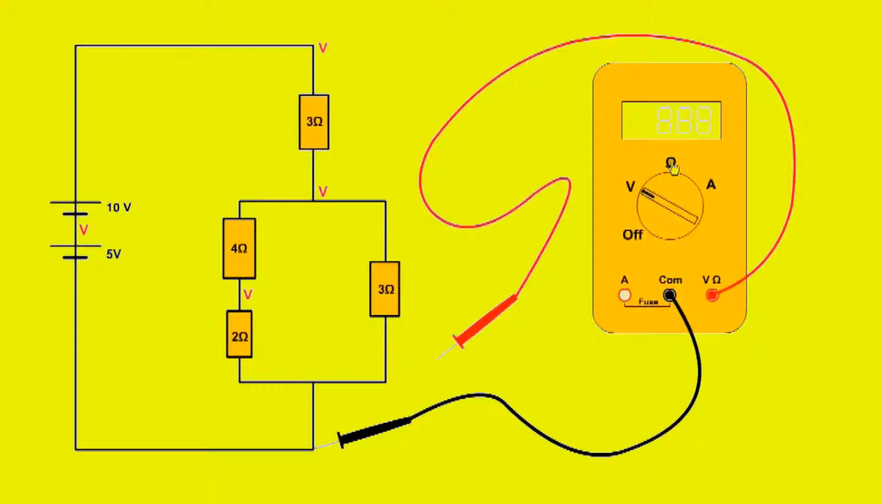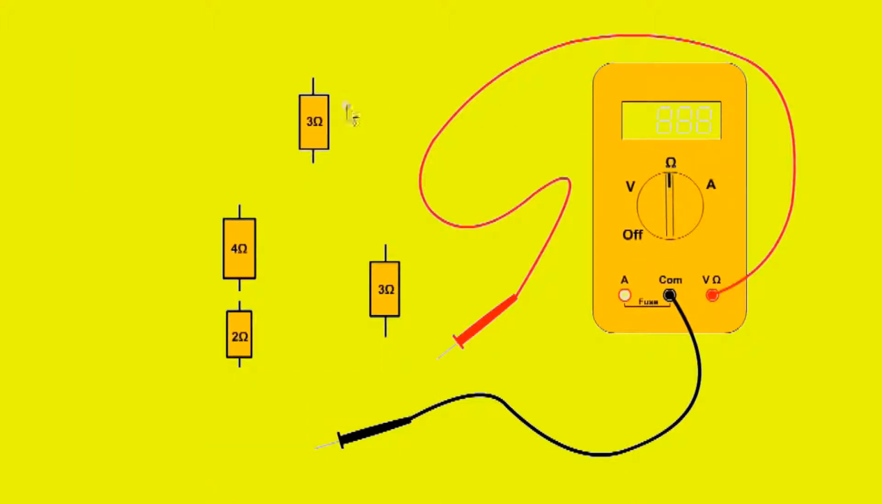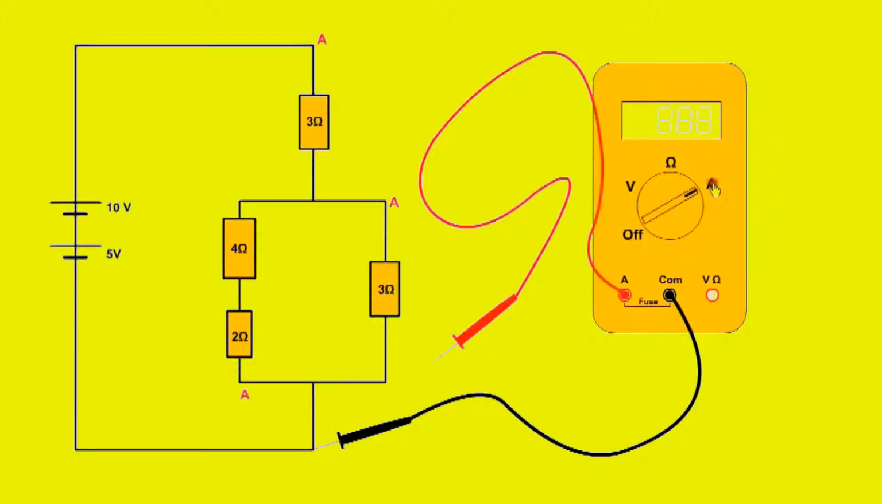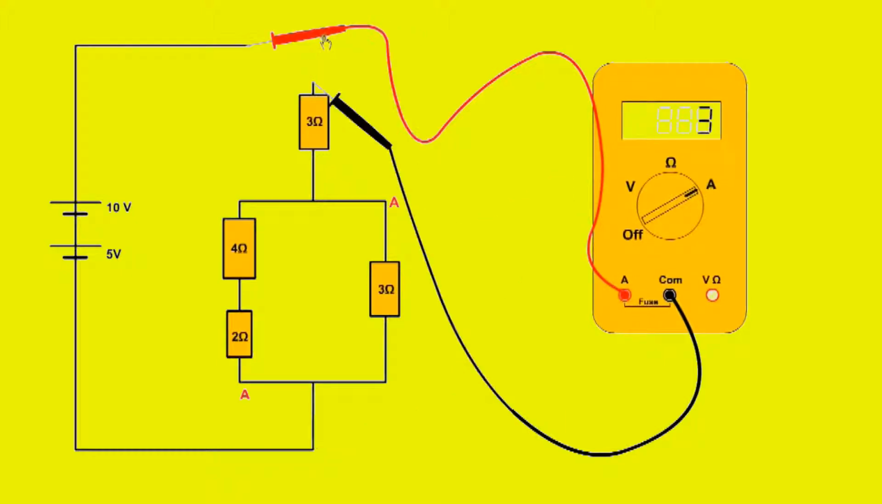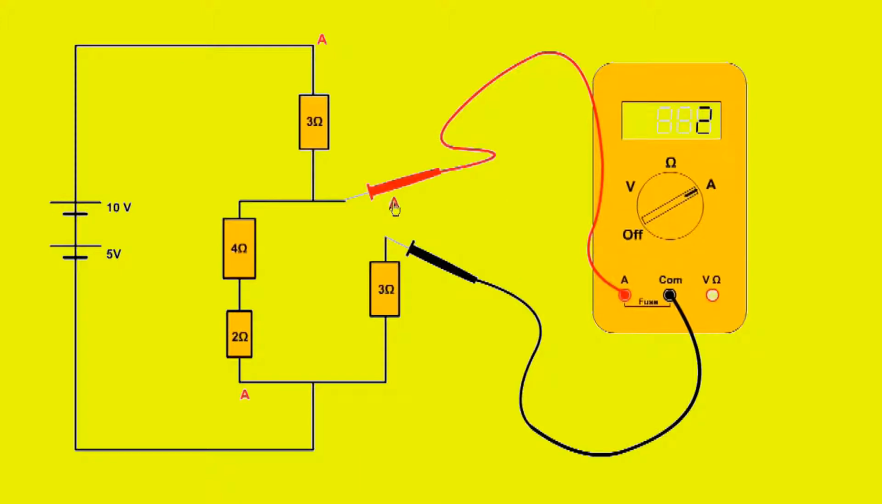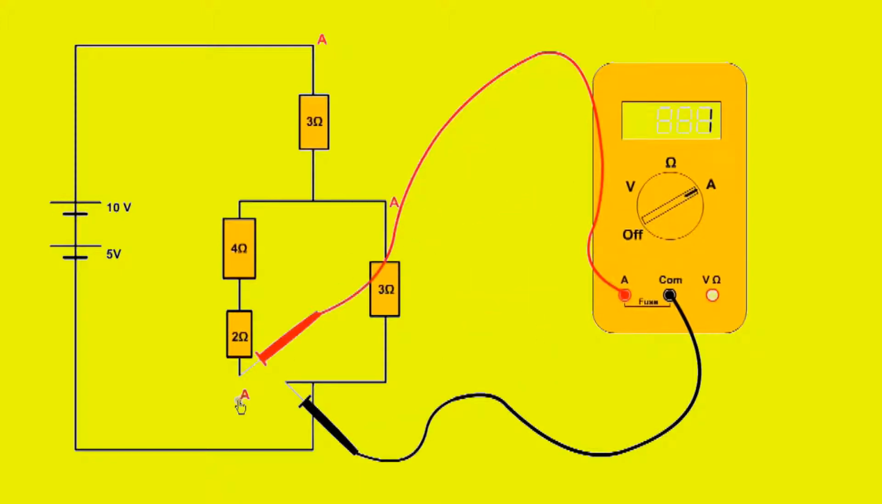To measure resistance, ohms is selected and the resistors are disconnected from the circuit. To measure current, one of the measuring leads must be changed to the current measuring port and amps is also selected. To measure current, we must break into the circuit and allow the current to flow through the multimeter. There is 3 amps at the top of the circuit, which divides into 2 amps and 1 amp.